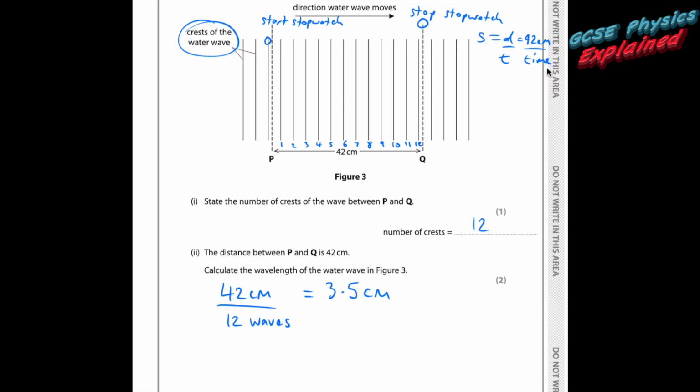The other way to do it is to see how many waves go past P in 10 seconds and then do the number of waves divided by 10 seconds to get how many waves there are in 1 second. In other words, get the frequency of the waves. And we know what the wavelength is. It was 3.5. So then you can just do wave velocity equals frequency times by wavelength. So let's write that down.